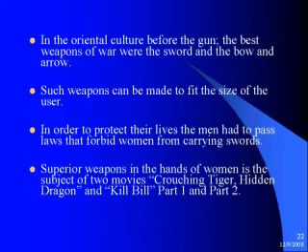In the Oriental culture before the gun, the best weapons of war were the sword and the bow and arrow. Such weapons can be made to fit the size of the user. In order to protect their lives, the men had to pass laws that forbid women from carrying swords. Superior weapons in the hands of women is the subject of two movies. Anyone see Crouching Tiger, Hidden Dragon? And Kill Bill 1 and 2.